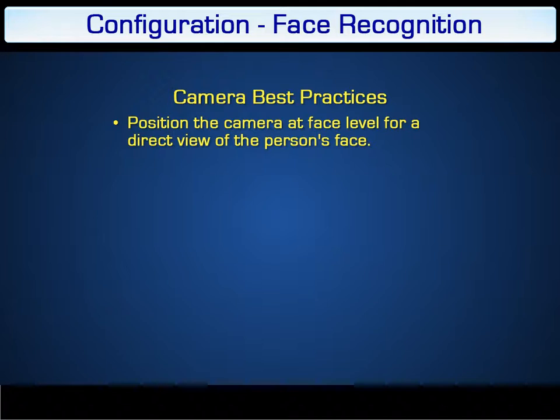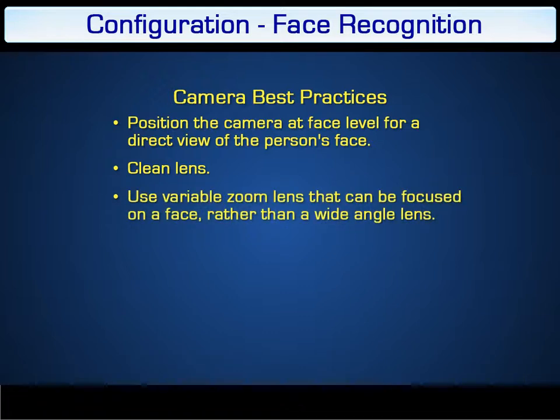Before configuring face recognition, there are some guidelines that improve analytic results. For cameras, position the camera at face level for a direct view of the person's face. Verify the camera lens and cover are clean. If possible, use a variable zoom lens that can be focused on a face, rather than a wide-angle lens.